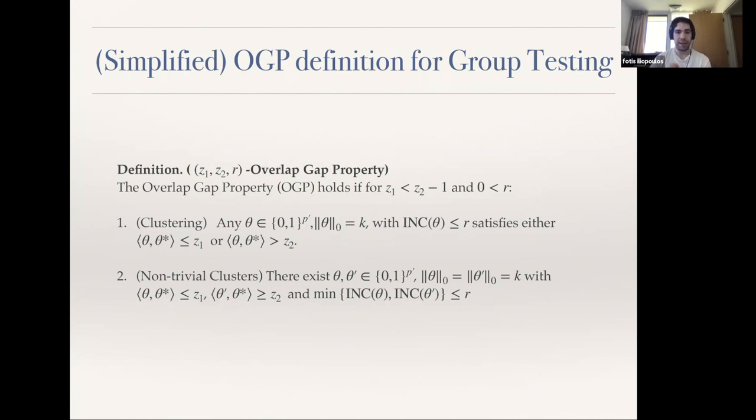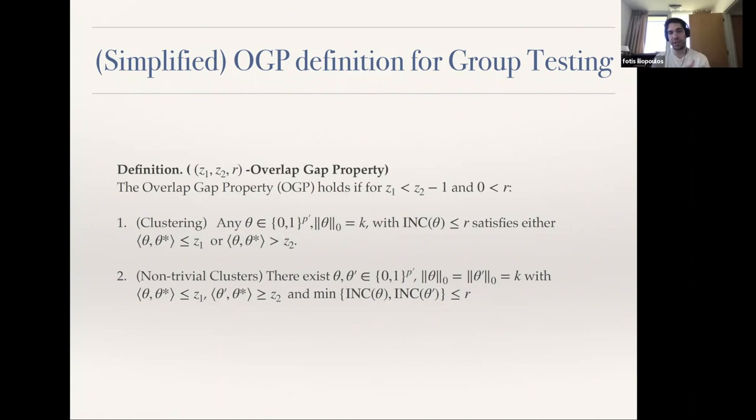And we say that the overlap gap property (zeta 1, zeta 2, R) holds if there exist two numbers, zeta 1 and zeta 2, so that any k-sparse vector that is able to attain a number of inconsistencies that is at most R either should have overlap at most zeta 1 with the true vector, or overlap at least zeta 2 with the true vector.